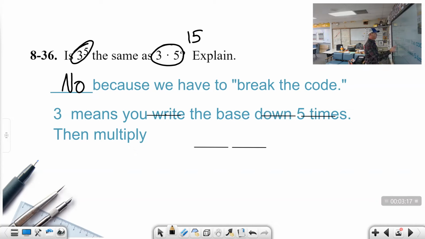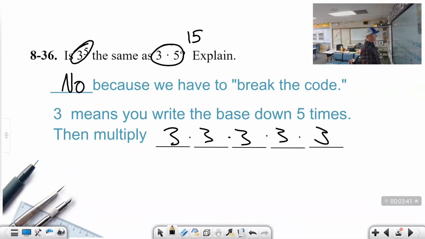3 to the 5th means, oh, my blanks got moved around. No. Because you have to write down the base 5 times. So notice I'm going to write this out. No, because we have to break the code. 3 to the 5th means you write the base 5 times. 3 times 3 times 3 times 3 times 3.